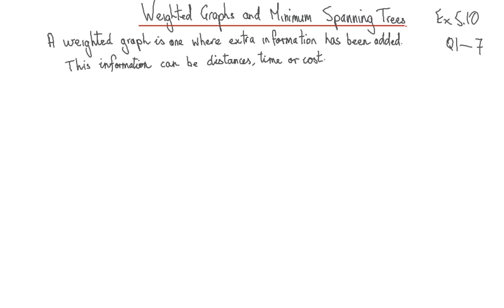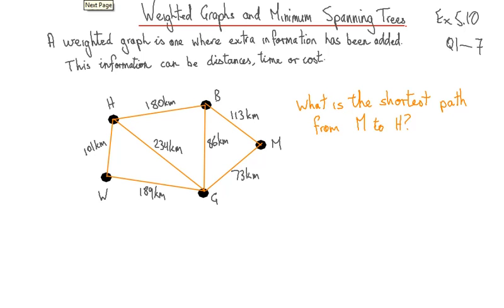Weighted graphs and minimum spanning trees. A weighted graph is one where extra information has been added to the graph, and this information can be distances or time or cost. So for example, here we have 5 towns, and there are the kilometers listed as the distances between the towns and the main roads that connect these towns.